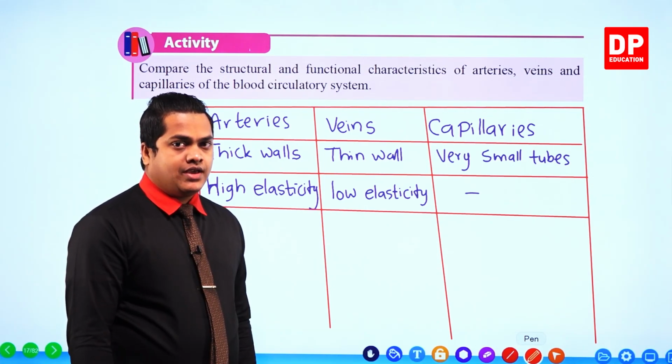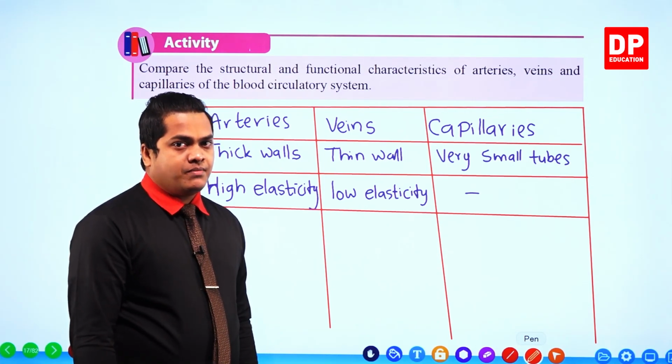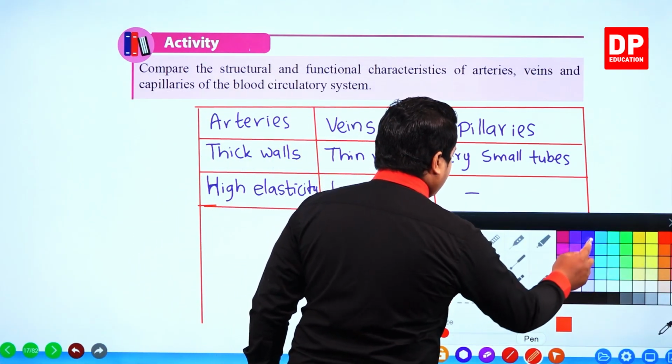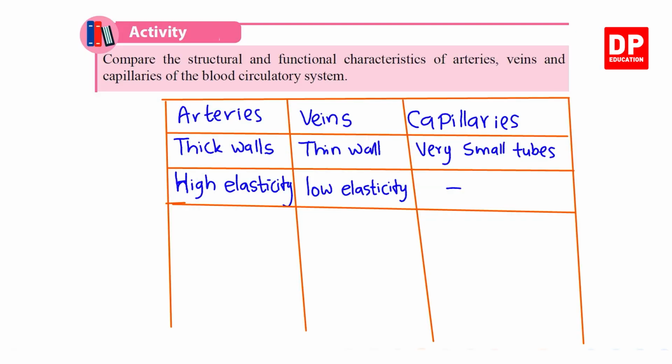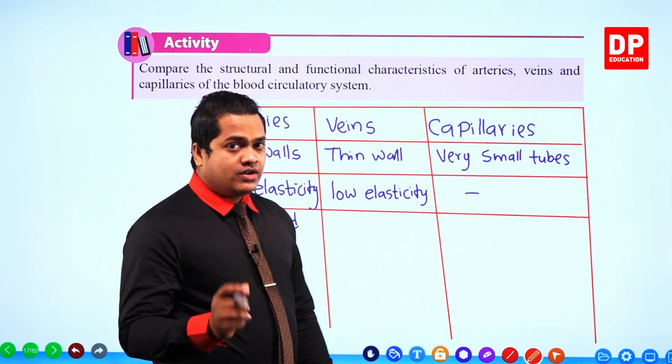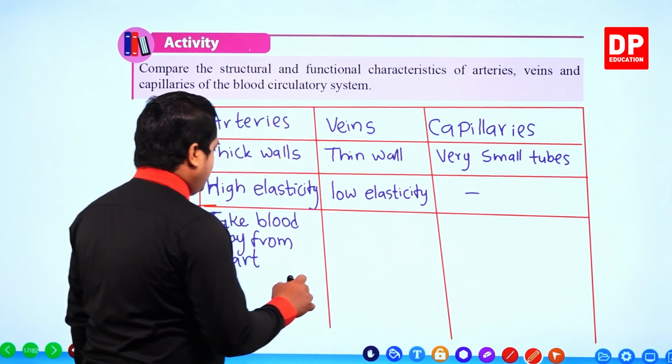Arteries are going to take blood away from the heart. But you know that veins are going to carry blood towards the heart, right?